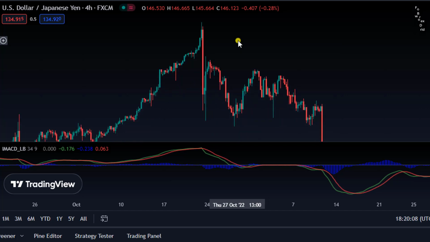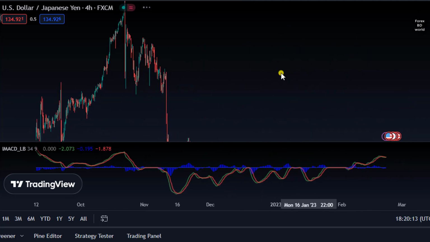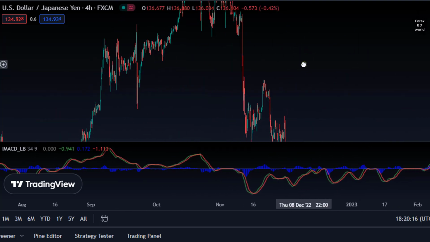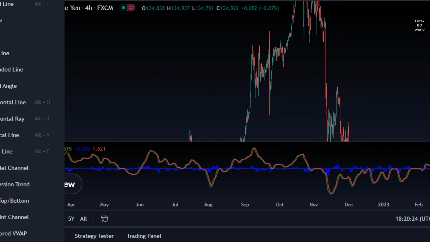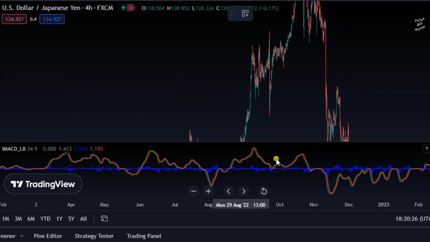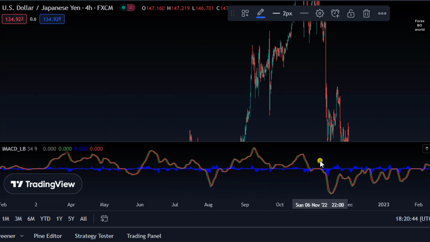But here we will add another thing, and that is the overbought and oversold lines. We will add oversold and overbought lines in this indicator for better analysis. Here we will take the horizontal line. We will place a horizontal line above the zero level, and the other line below the zero level. That is, the straight line you see in the middle of the histogram is the zero level. We will place two horizontal lines at equal distance above and below it. They will serve as our overbought and oversold levels.